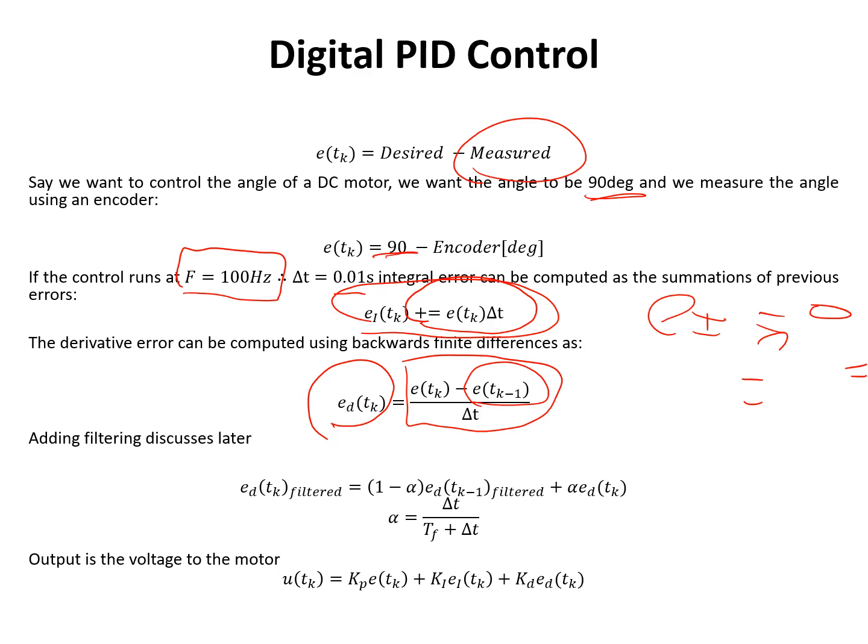So a very easy approach to filter our derivative term is to use a first order equation of our differential error, where we now have a filtered differential error. What we have here is the previous filtered differential error multiplied by 1 minus alpha, where alpha is a parameter between 0 and 1, plus alpha times the actual error, the noisy error, which we will see now.